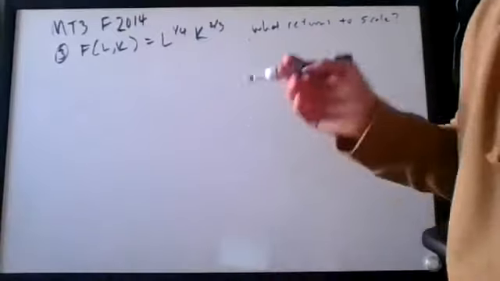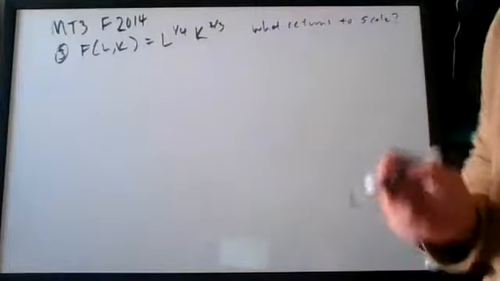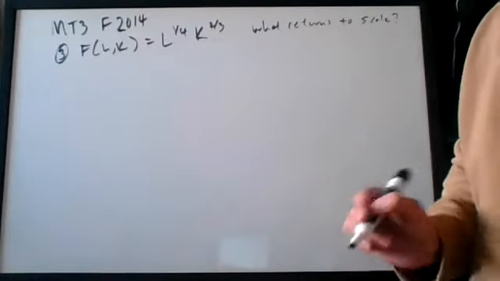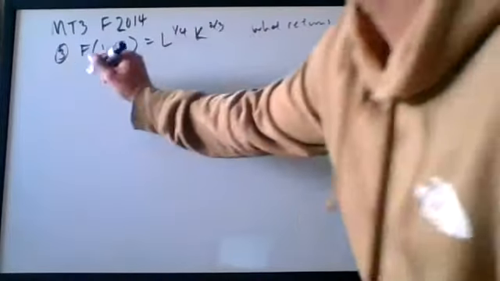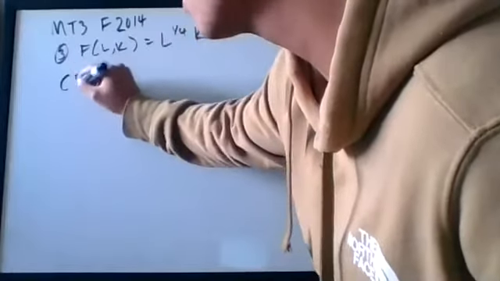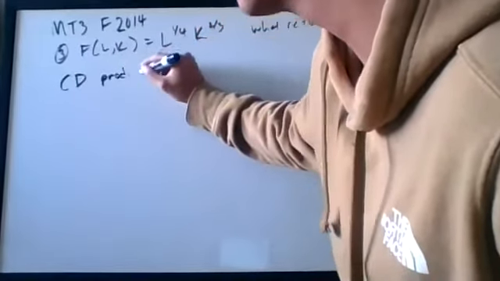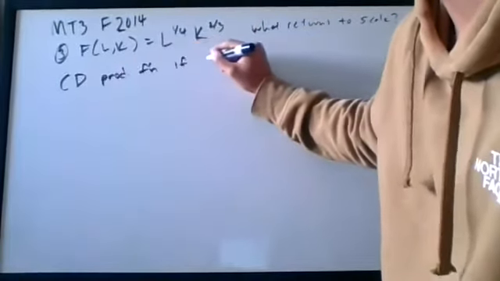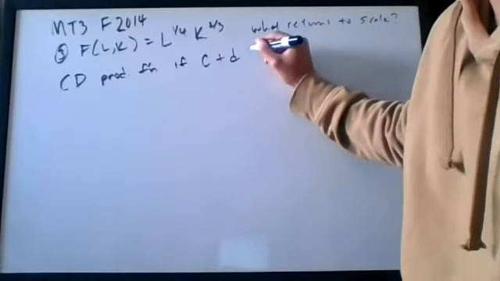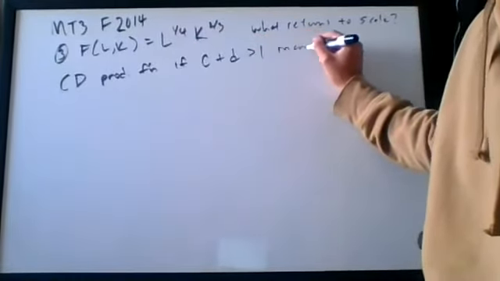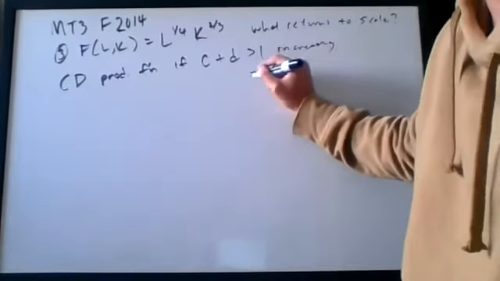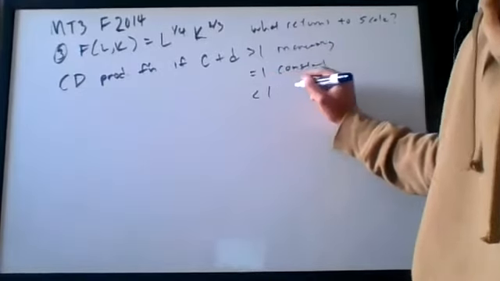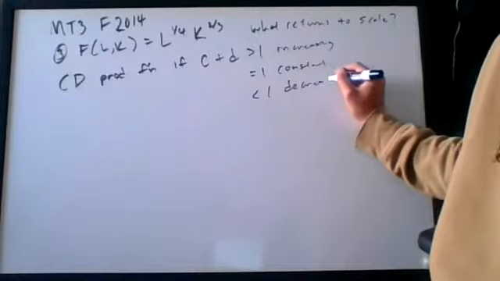Okay, so there's the very easy shortcut that doesn't really require any math. It just requires memorization. Generally speaking, with a Cobb-Douglas production function, if C plus D is greater than 1, we have increasing returns to scale. If it's equal to 1, we have constant, and if it's less than 1, we have decreasing, okay?